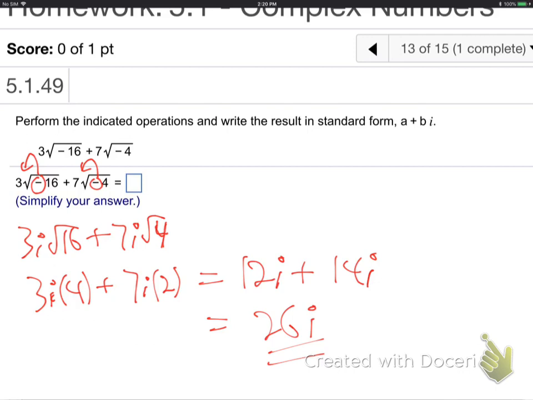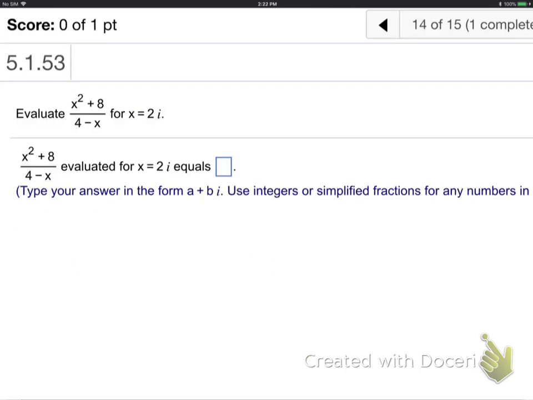How we doing? This good? All is good? All right. Let's try this one. We'll do this one, then we'll take our break.